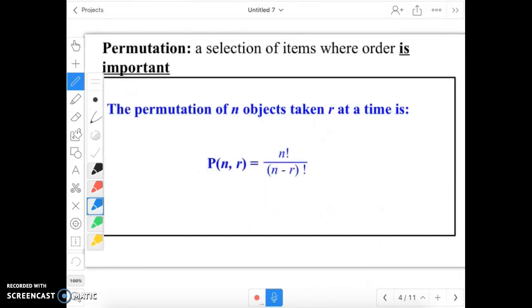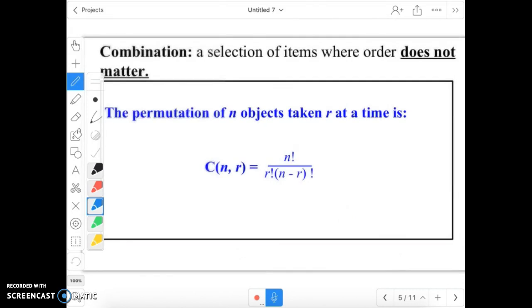All right, so our first piece, a permutation, a selection of items where order is important. Now, the fact that order is important is very important for this definition. The permutation of n objects taken r at a time, we have this notation P dealing with permutation, n comma r. So we have n factorial divided by n minus r factorial in parentheses.